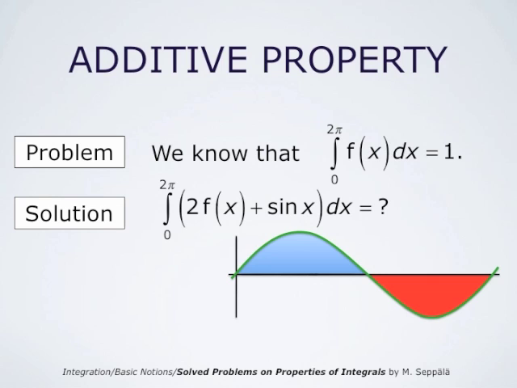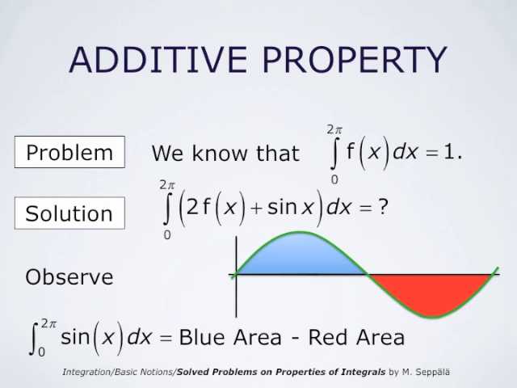And we have to deal with this integral from 0 to 2 pi of sine of x dx, and we observe that this integral is the difference of the blue area and the red area in this figure, which shows the graph of the sine function. And by symmetry, these areas are the same, therefore that integral from 0 to 2 pi of sine of x dx is 0. We have already discussed this in a different problem earlier.